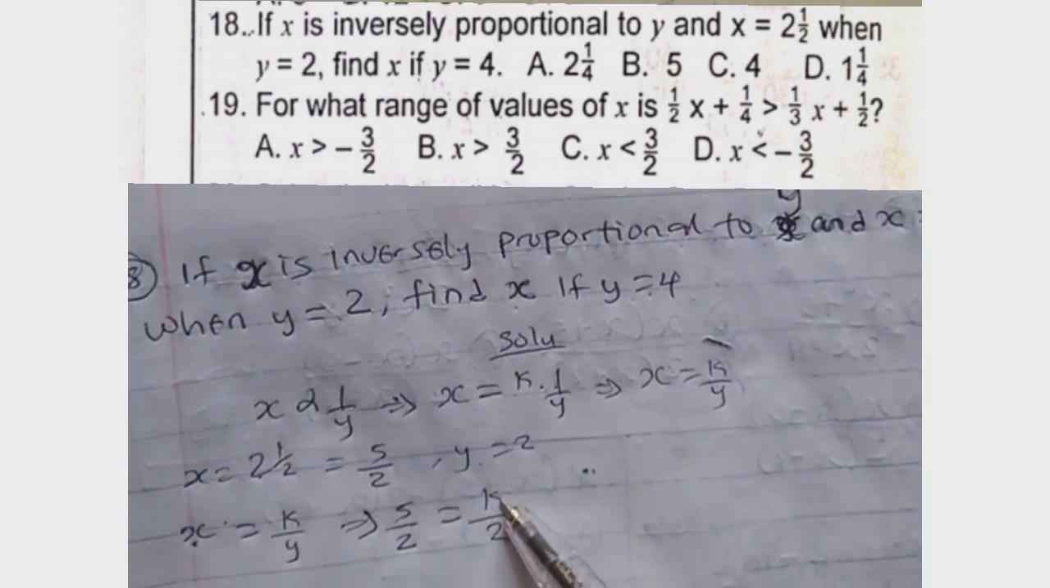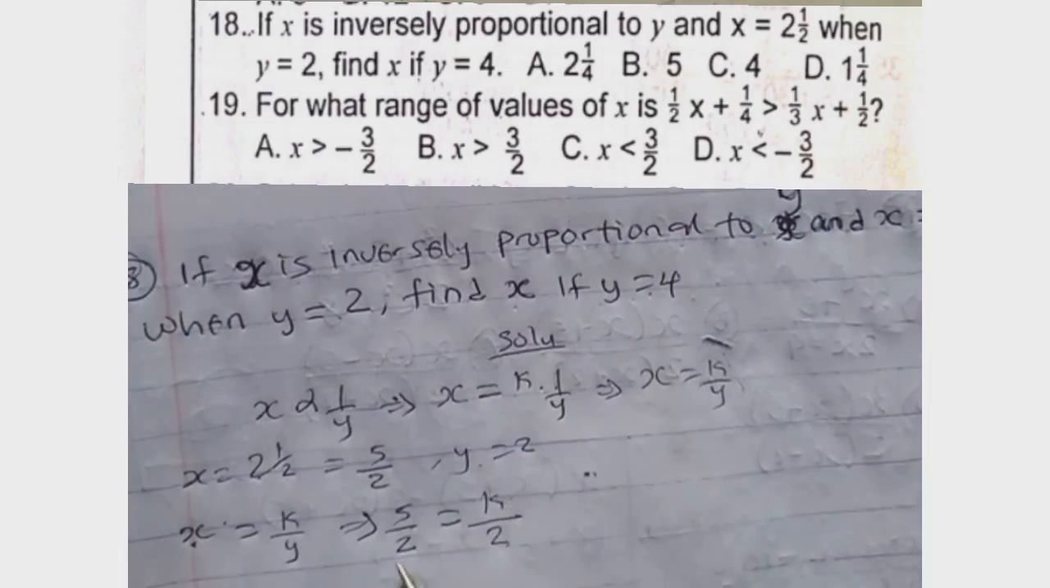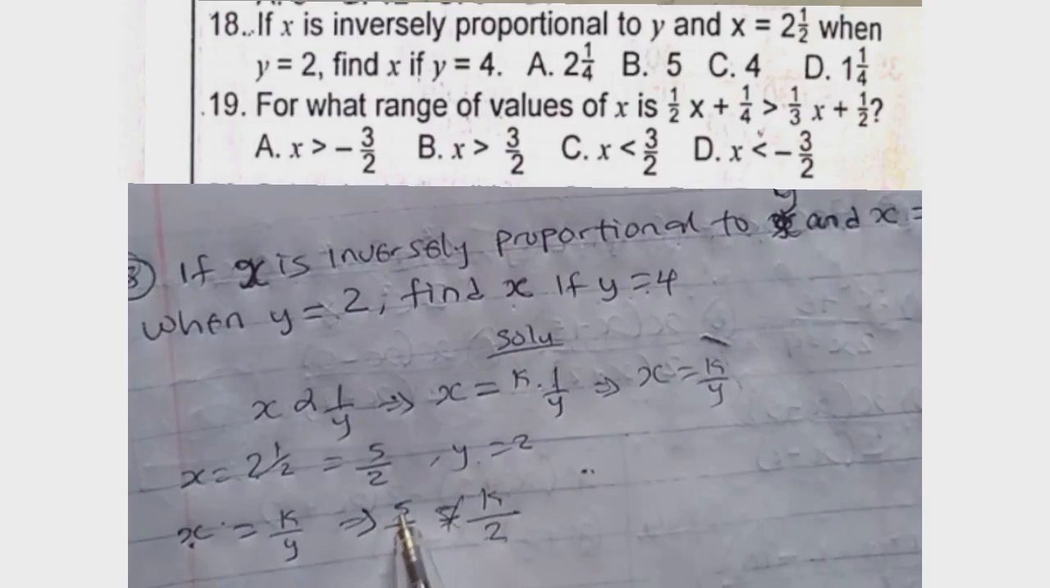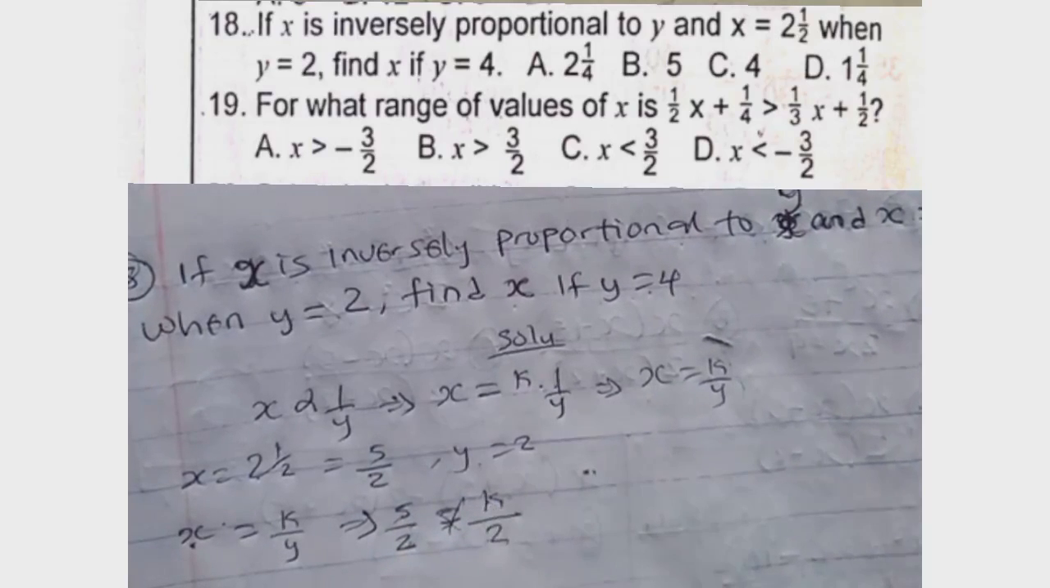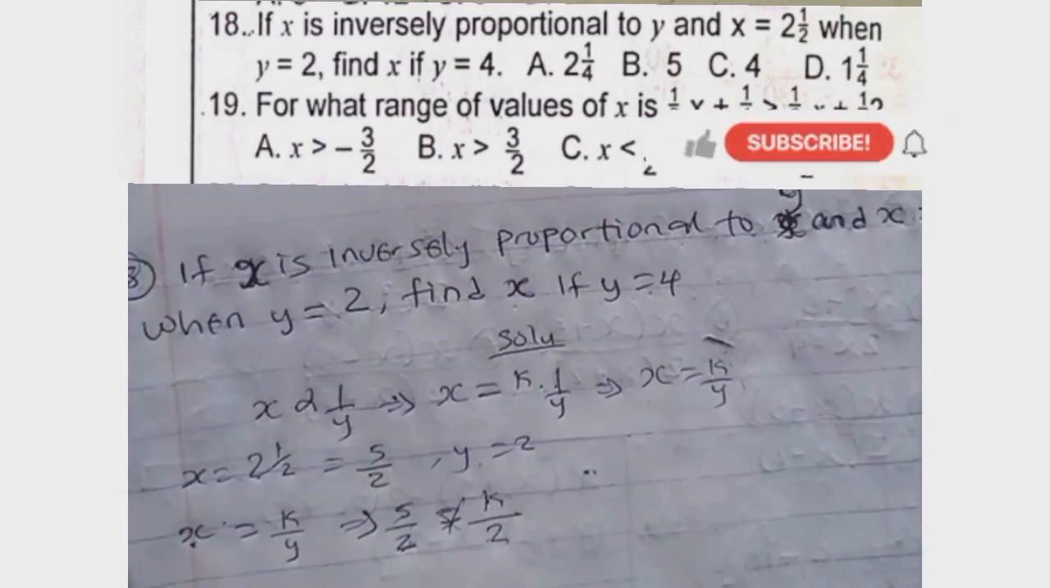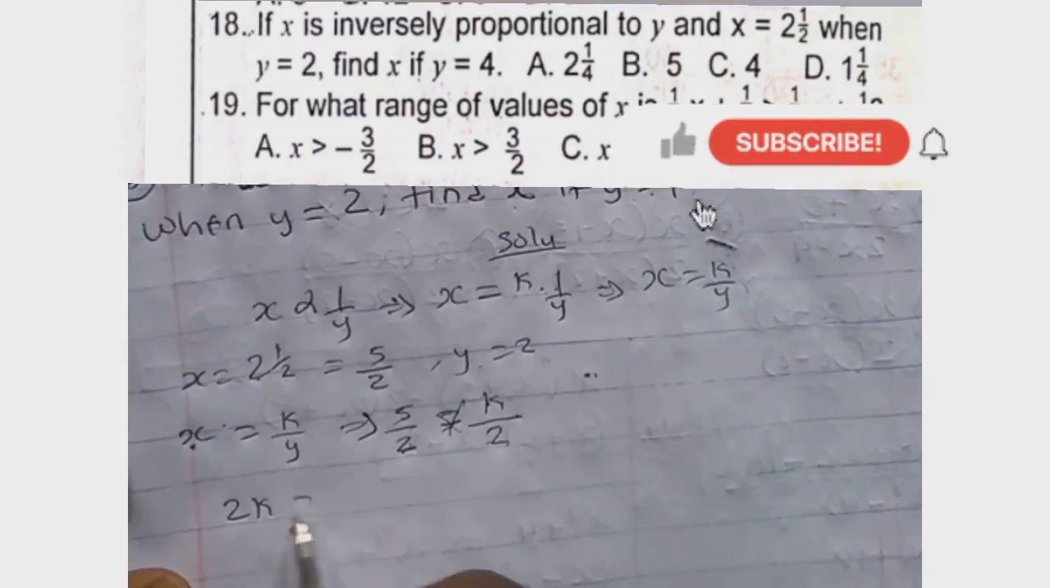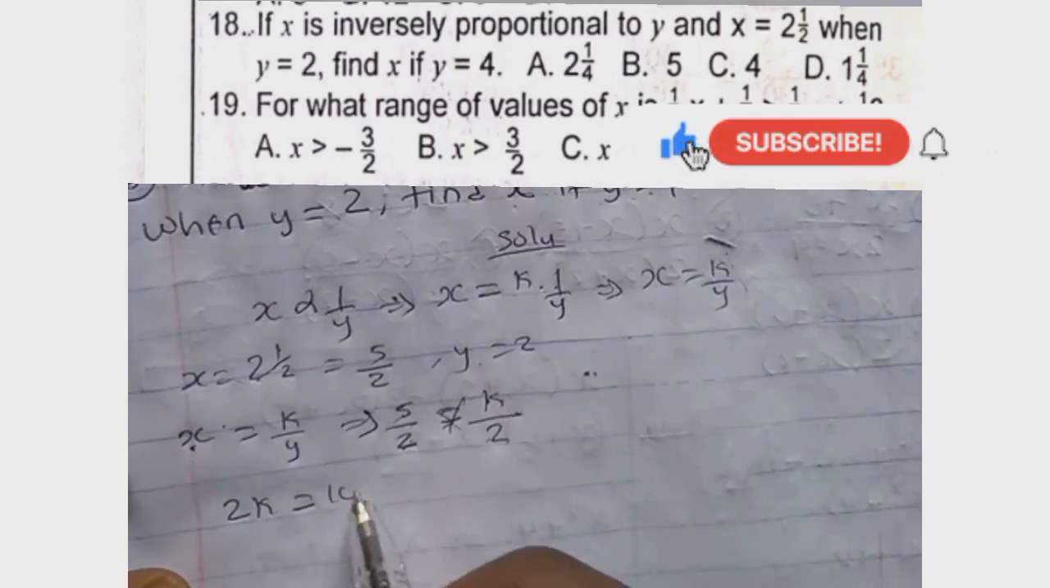So to get the value of this, this place is in fraction and this also is in fraction, so you just cross multiply. This times this gives us 10, and this times this gives us 2k. So we have 2 times k, which gives 2k equal to 10. Okay, now to get the value of this k.